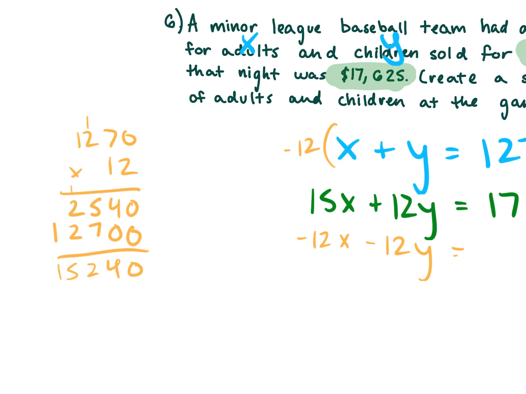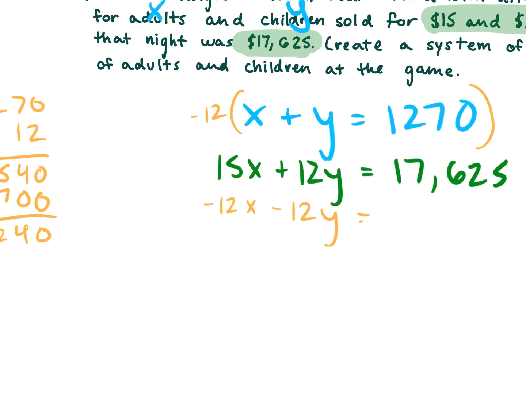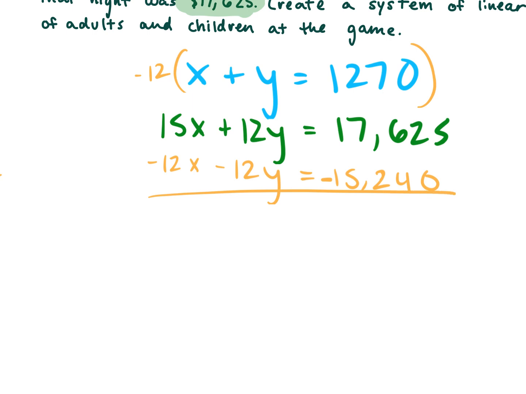Awesome. 15,240. Negative 15,240 because we multiplied it by -12. All right, so now let's combine our equations together. 15x minus 12x would be 3x. What happens to the y's? Cancel. And then we have 17,625 minus 15,240. So we can subtract it the long way.